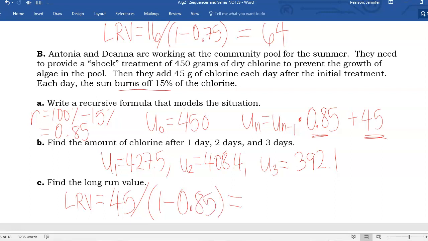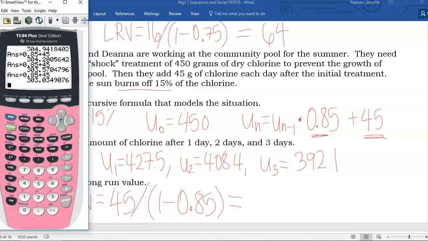So we could do 1 minus 0.85 first to get 0.15, and then we would do 45 divided by 0.15, or I can type the whole thing into my calculator because my calculator is really good at order of operations. And that tells me that I would level off at 300.